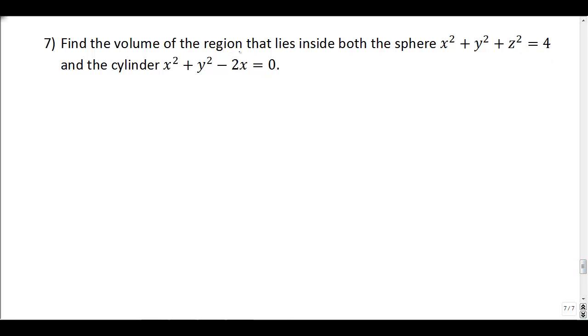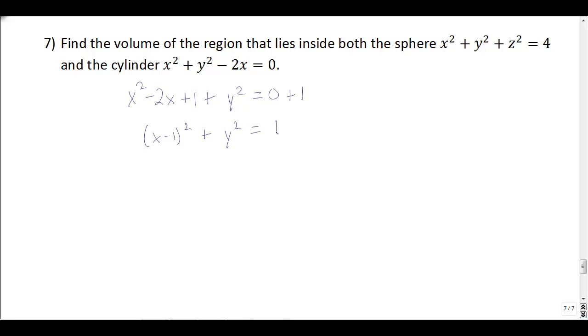This is a cylinder, but it's not quite the normal setup that we have. So let's try and rewrite this cylinder equation. I'm going to do x squared minus 2x plus y squared equals 0. And then I'm going to complete the square here. So I have to add a plus 1, then x squared minus 2x plus 1 is x minus 1 squared, but I have to add a 1 on the right as well. So what I end up with is x minus 1 squared plus y squared equals 1.